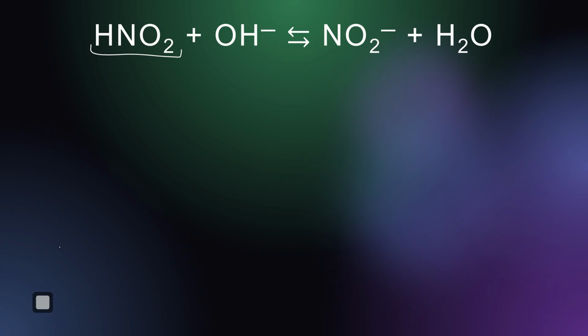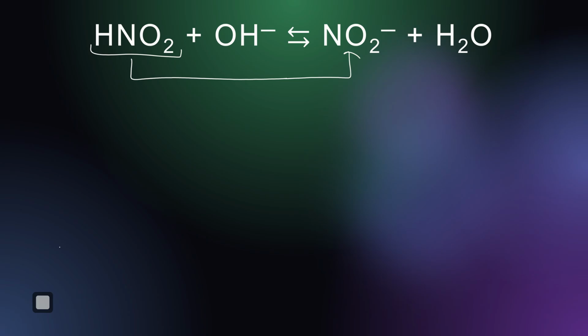Okay? So I have HNO2. What I want to do is connect that to what it becomes. And again, the only thing that can change is it either can gain an H or lose an H. Well, if it gains an H, HNO2 would become H2NO2. I don't see that over here. If it loses an H, guess what? It becomes NO2 minus. Okay?